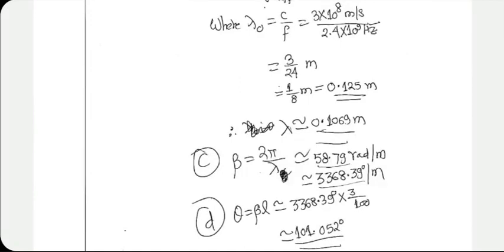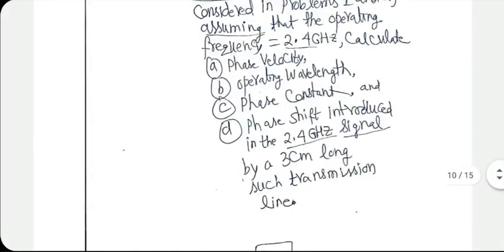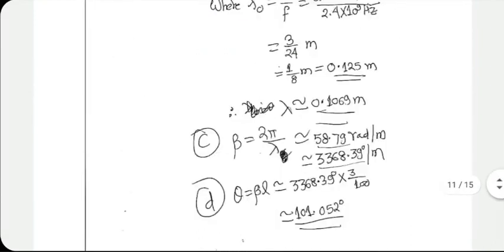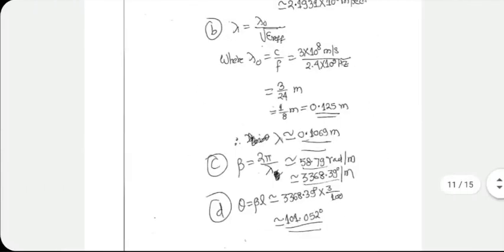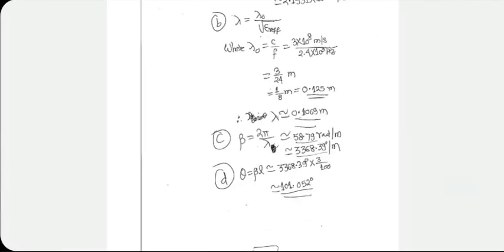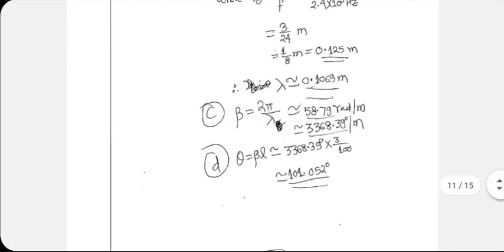Multiply beta by length to get the phase shift. It's a 3 centimeter long line, which is 3 divided by 100 meters. Make sure your units are correct when doing calculations. The phase shift introduced by this line between input and output will be almost 101 degrees.